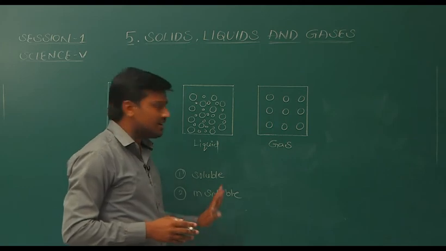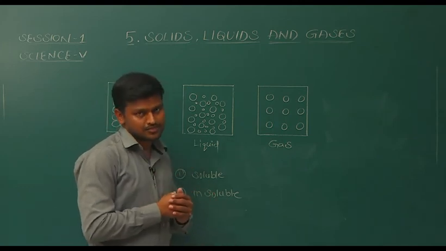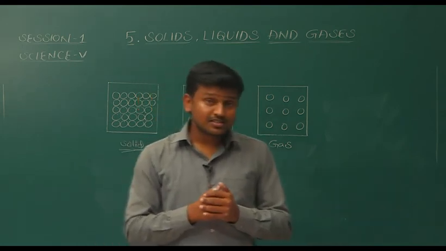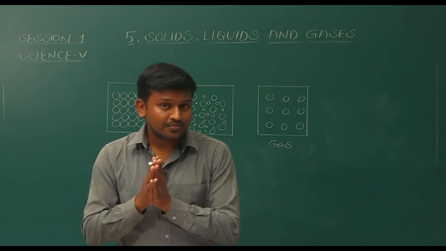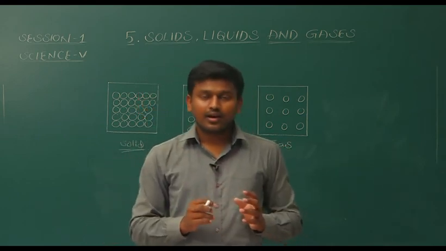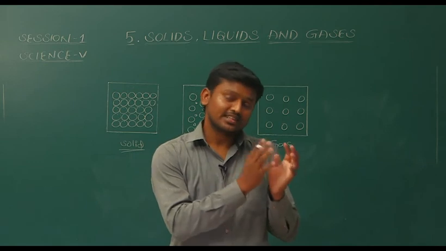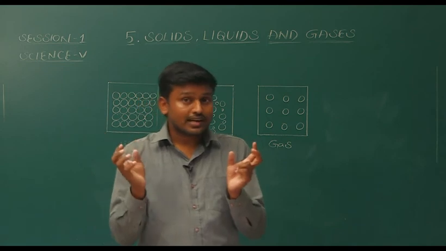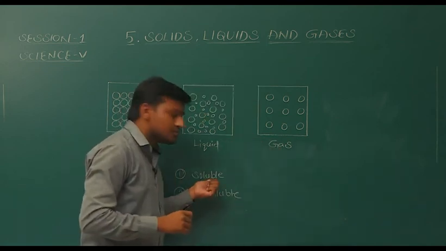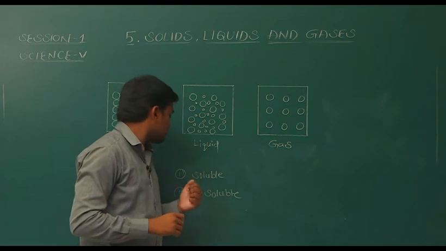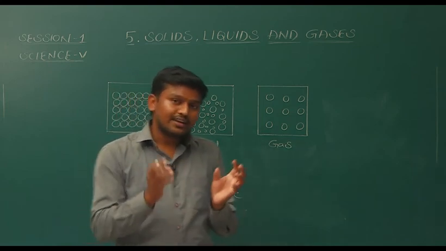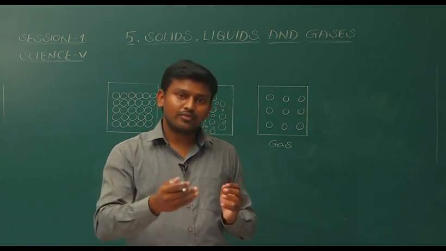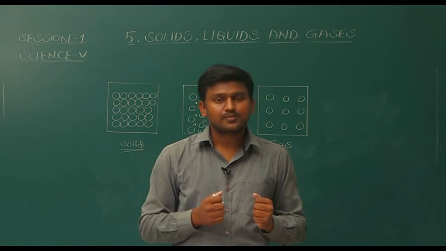So, now we can classify soluble substances and insoluble substances, and at the same time we can understand another concept. What is that? What is the state of the sugar? It is solid state. And what is the state of the water? It is liquid state. So, solid in liquid is possible in soluble substances, but in insoluble substances, though we are adding solid to the liquid, they are not dissolving in the water. We call them insoluble substances.